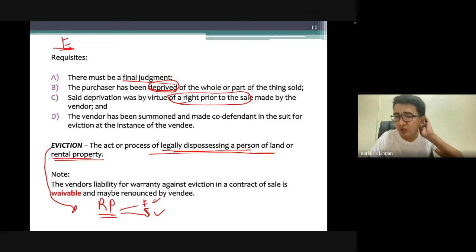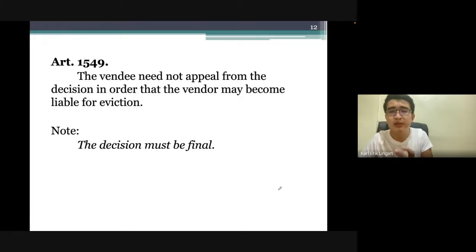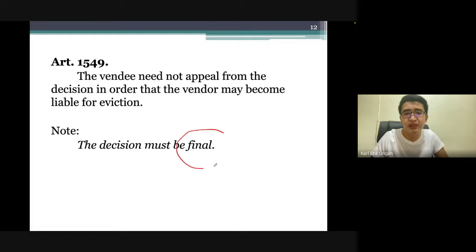Ganon din sa lupa. Okay? Ganon din kapag may nabili kang lupa. Okay? And then later on, na-evict ka, napatanggal ka kasi nga yung nagbenta sa'yo ng lupa, hindi pala sa kanya. Ayan. Pero before that, may kaso muna. Matagal na kaso-kaso. Okay. Article 1549, the vendee need not appeal from the decision in order that the vendor may be liable for eviction. Okay? Kaya ang sabi natin kanina, there must be a final judgment. Okay?